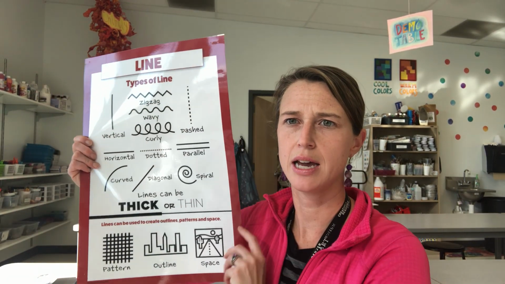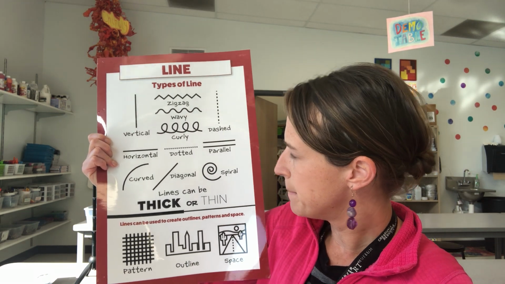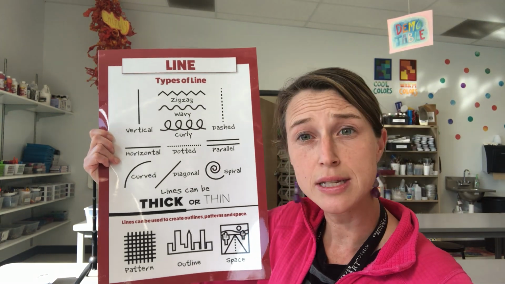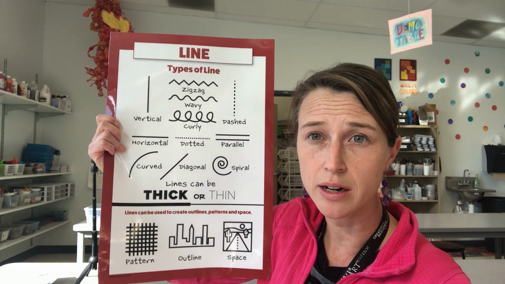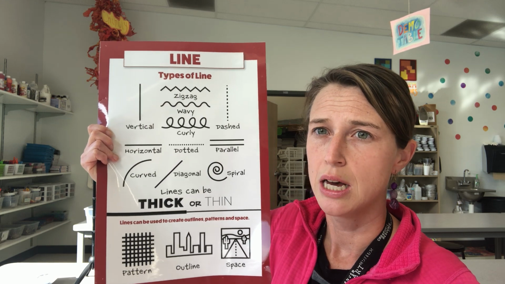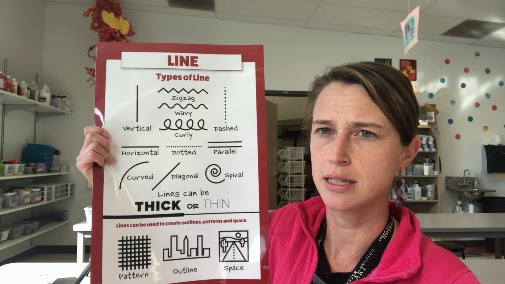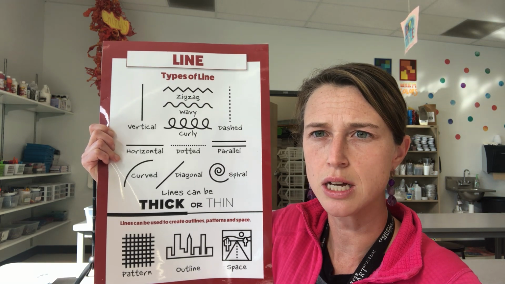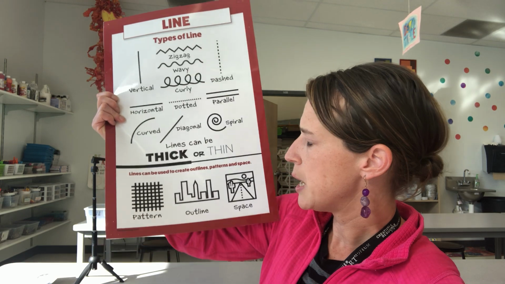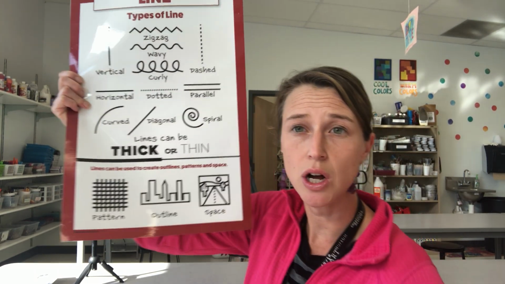All right, line, okay? Tons of different types of line that you can make, and you know, this is something that we talk about in kindergarten and throughout your time in elementary school. Zigzag lines, wavy lines, curly lines, dotted lines, diagonal, vertical, horizontal, spirals, and thin and thick lines, okay? These are all things that you can use to make Zentangles.